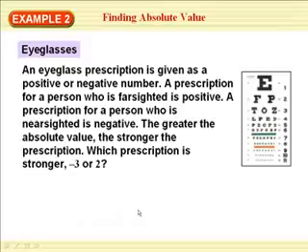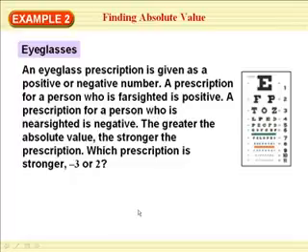So we go to example number 2, which is finding the absolute value. And this one has eyeglasses. Ooh, I'm glad I don't have to read that chart. It's a little blurry for me. An eyeglass prescription is given as a positive or a negative number. A prescription for a person who is farsighted is positive. A prescription for a person who is nearsighted is negative. The greater the absolute value, the stronger the prescription. Which prescription is stronger, -3 or 2?